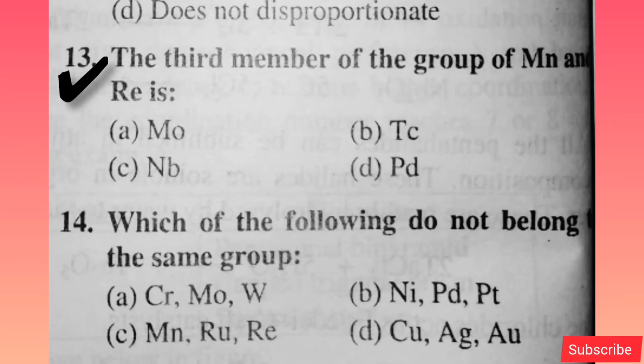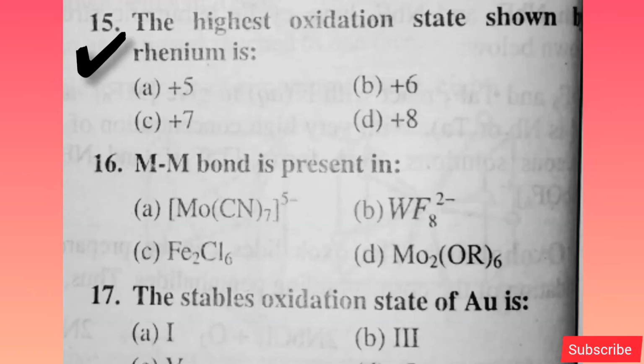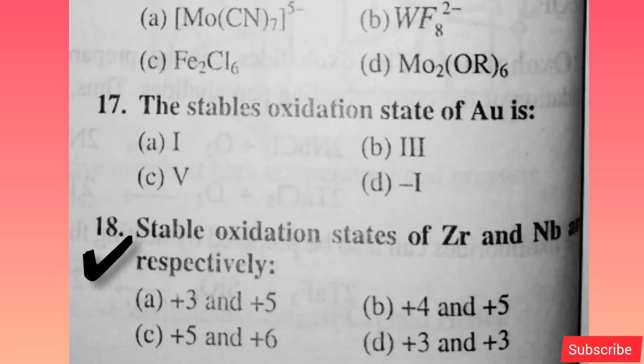The third member of the group of Mn and Re is option B. Which of the following do not belong to the same group? Option C is right. The highest oxidation state shown by rhenium is option C. Bond is present in option D is correct. The stable state of Au is option B. Stable oxidation state of Zr and Nb are respectively option B.